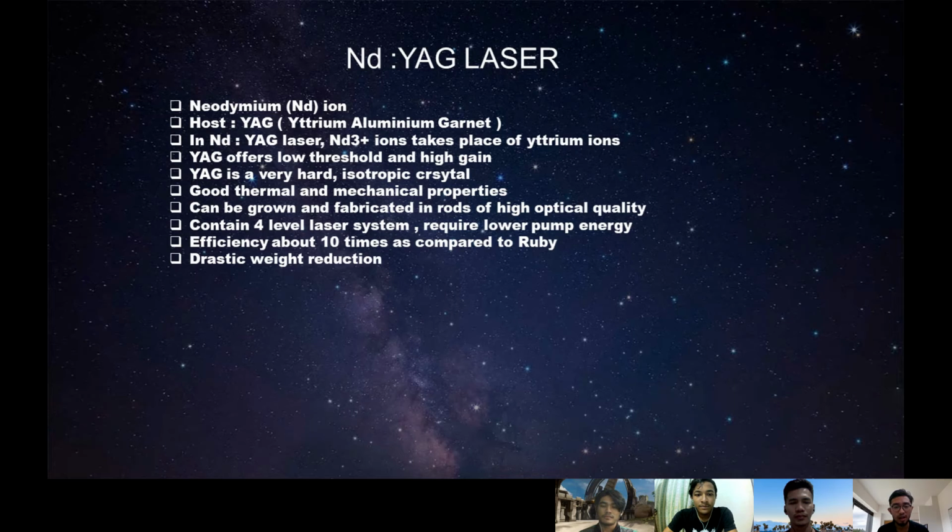YAG is also a very hard isotropic crystal. It has good thermal and mechanical properties. It can be grown and fabricated in rods of high optical quality, which require lower pump energy. The efficiency is about 10 times as compared to ruby. Lastly, it offers a drastic weight reduction. Okay, that's all for me.